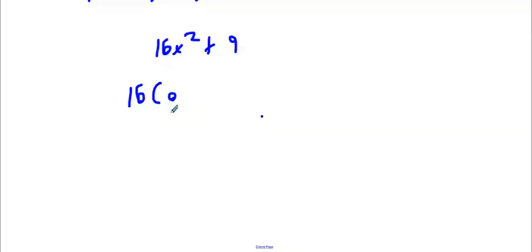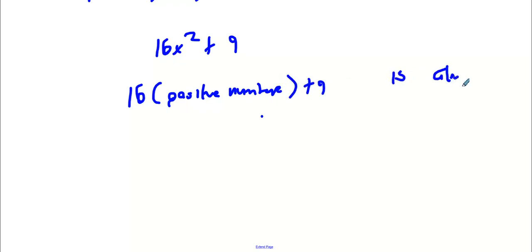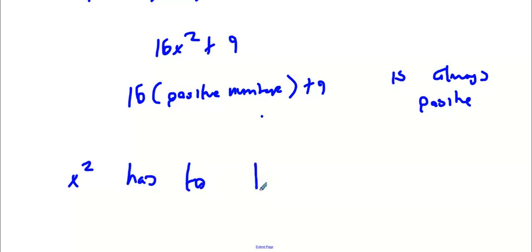16 times a positive number plus 9 is always positive. x squared has to be positive. A squared number is always positive, for all x.